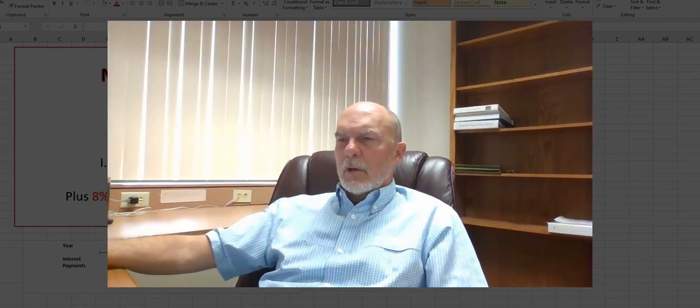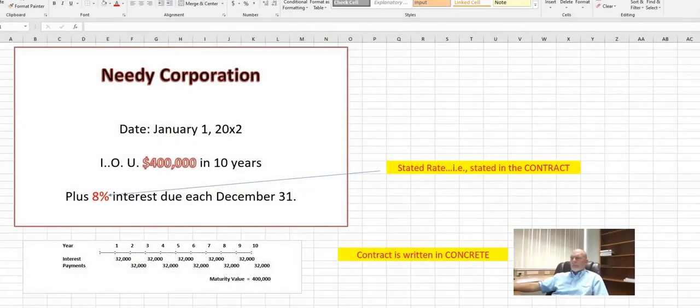So let me get me out of the way and I'll get into that. In this one, we've got Needy Corporation going to the marketplace to issue $400,000 of bonds. And this time the rate that is stated in the contract is 8%. Now in the previous example, I used 9%. And so I'm going to work this one through and give you the solution.